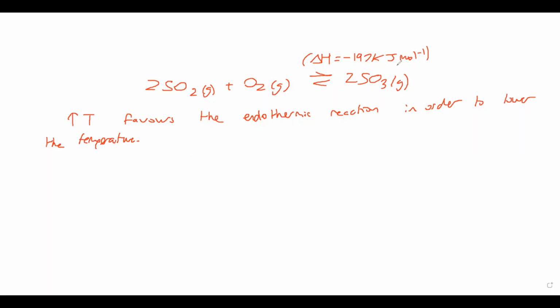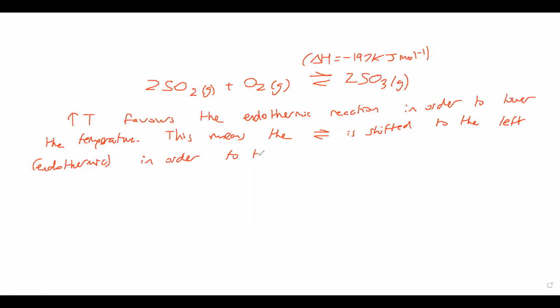So because our forward reaction is exothermic, that means our backwards reaction must be endothermic. Okay, so our backwards reaction is going to be positive in enthalpy. So this means the equilibrium is shifted to the left, the endothermic side, in order to take in energy and lower the temperature.